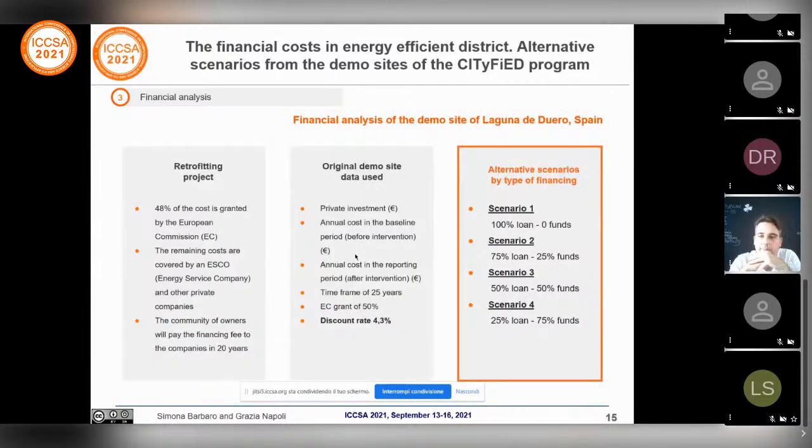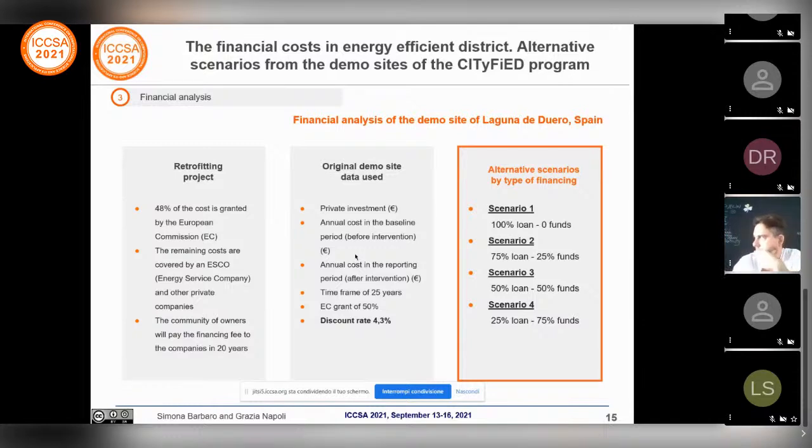In the Laguna de Duero demonstration site, about 38% of the cost is granted by the European Commission, while the remaining cost is covered by an ESCO and other private companies. In this case, the scenarios are diversified by the capital structure, which is a combination of debt and equity, as the amount of a loan could be less than 100% of the investment. Therefore, in order to evaluate the net present value and the internal rate of return, the original data are related to private investment, annual cost in the baseline period, and others.